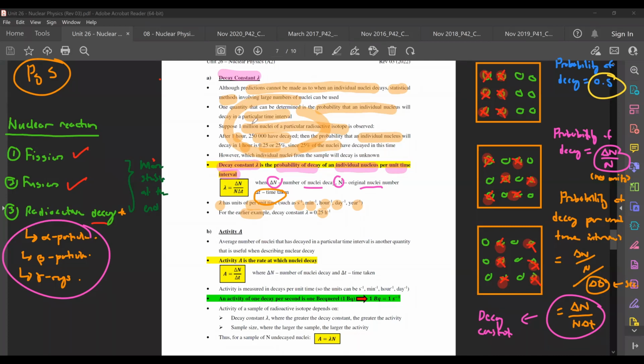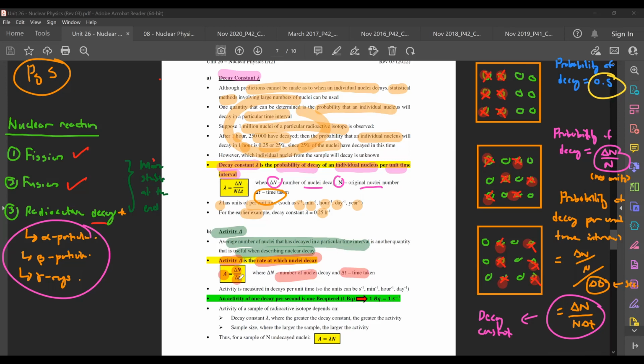The next quantity that you'll be interested in knowing is activity A. The average number of nuclei that have decayed in a particular time interval is another useful quantity that can be used to describe nuclear decay. In our case, we define activity as the rate at which nuclei decay. A is just delta n over delta t. You take the number of nuclei decayed, divide by your time taken.